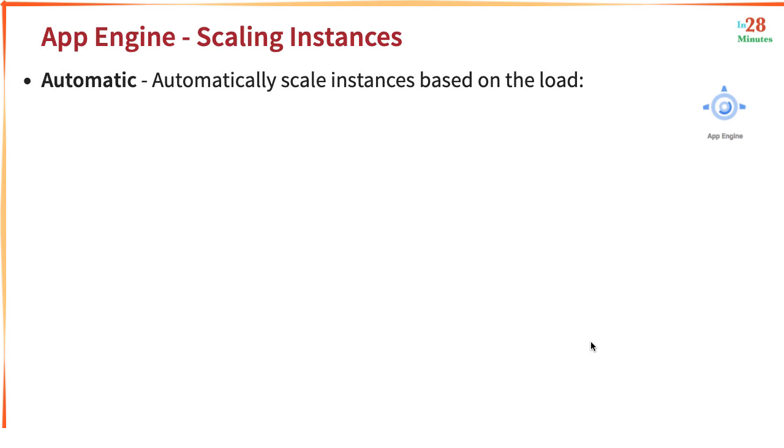So automatic is to automatically scale instances based on the load. This is recommended for continuously running workloads. If you have an application for which you will continuously have users, automatic scaling is recommended.